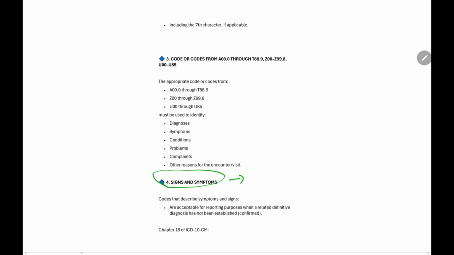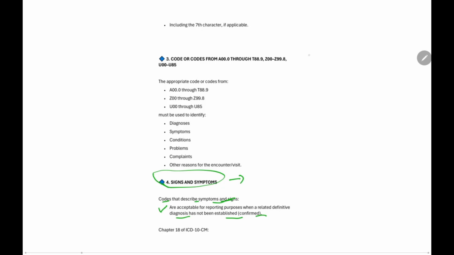Then let's go to the definition. Here it is saying codes that describe signs and symptoms are applicable for reporting purposes when a definitive diagnosis has not been established, which means when the definitive diagnosis is not confirmed. At that time you can code the codes of signs and symptoms.